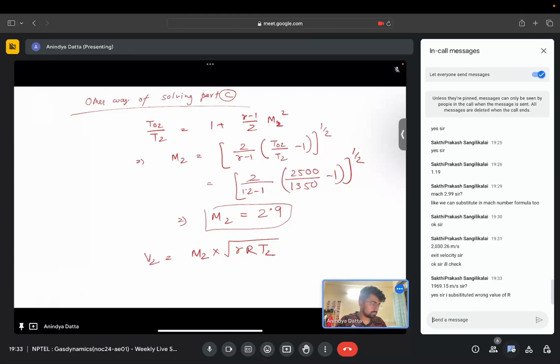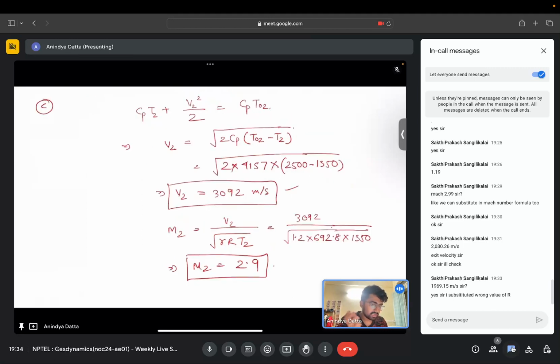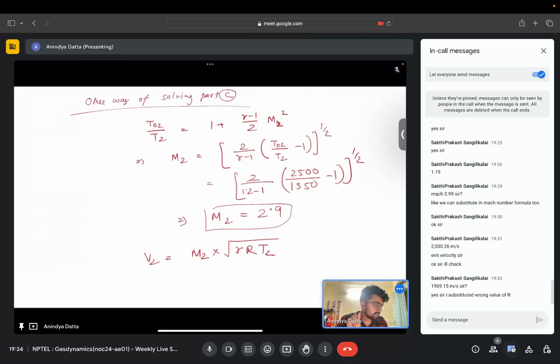Yes, so that's why you have to be careful. V2 is right and this is right. I just rechecked. Remember, gamma and R values are different here. Anyway, these are the two ways we can solve the same problem.